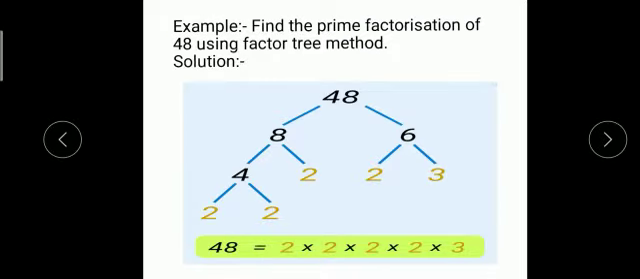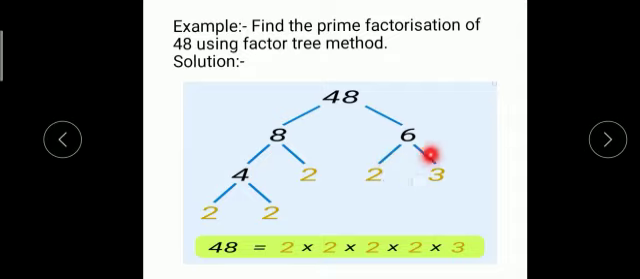Again, the example is find the prime factorization of 48 using factor tree method. Here we will write 48, then 48 we can write as the product of 8 and 6. But 8 and 6 both are composite numbers, so we will further factorize them. Here we can write 8 is equal to 4 multiply 2, and we can write 6 as 2 multiply 3.